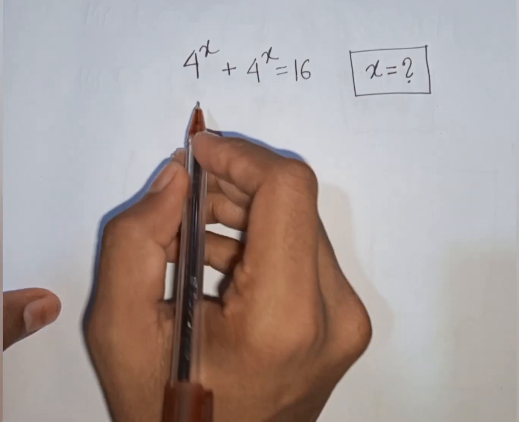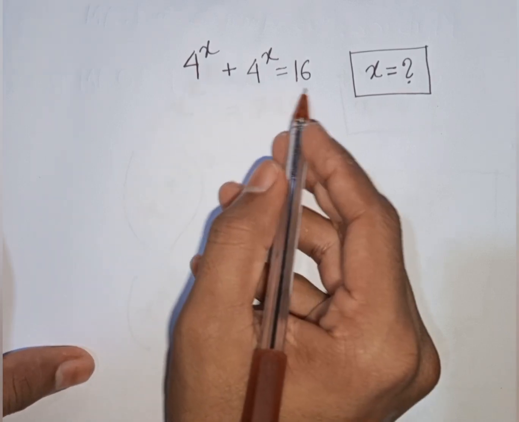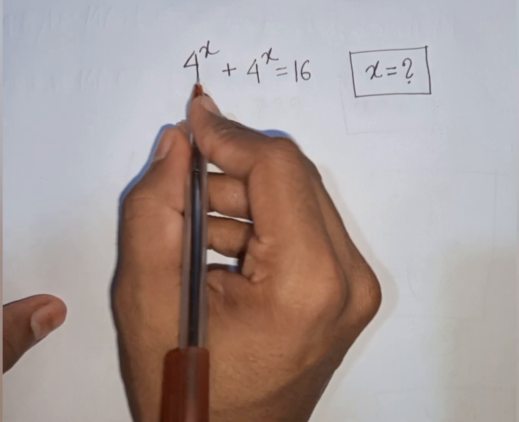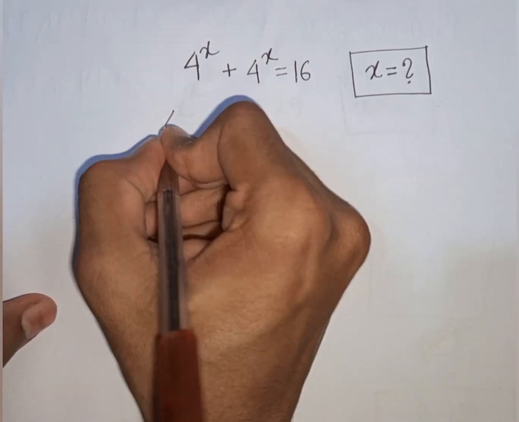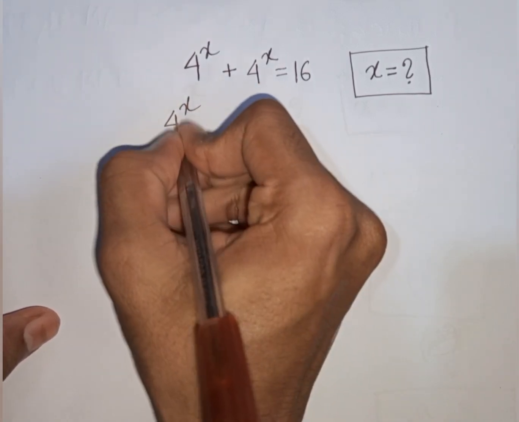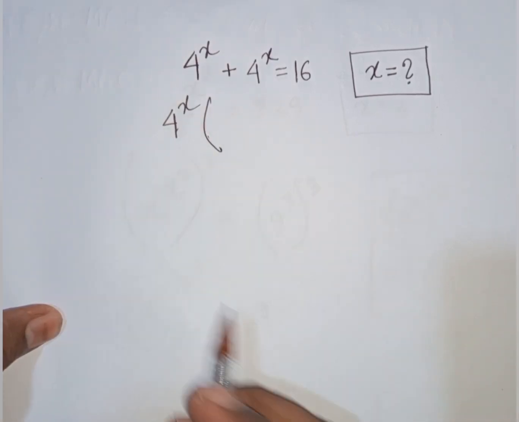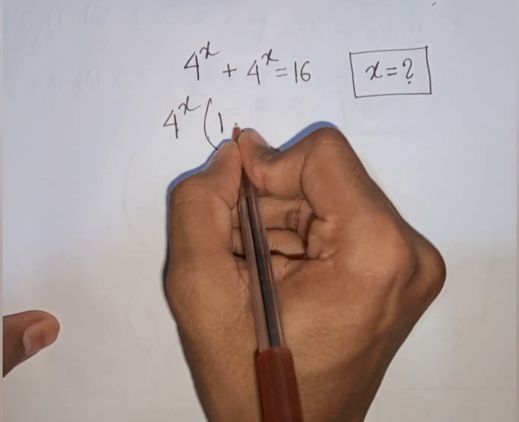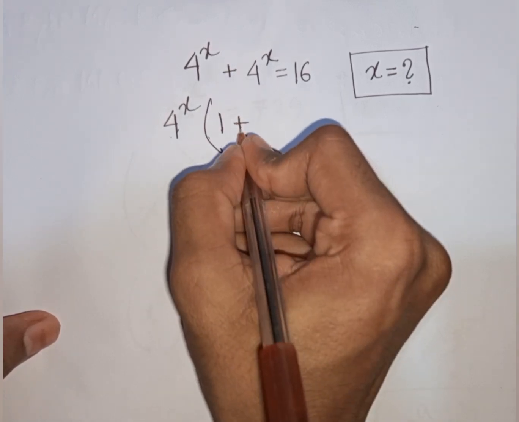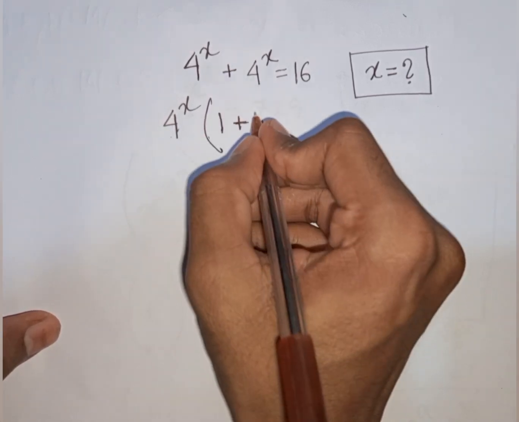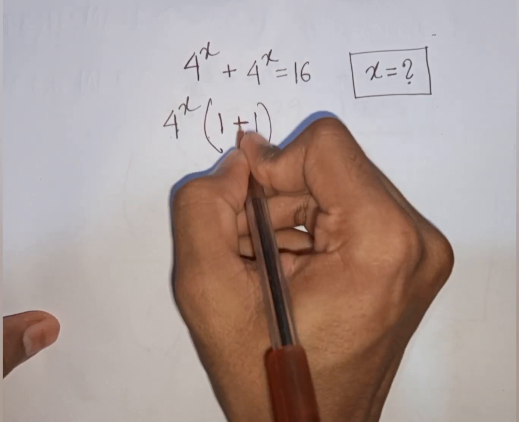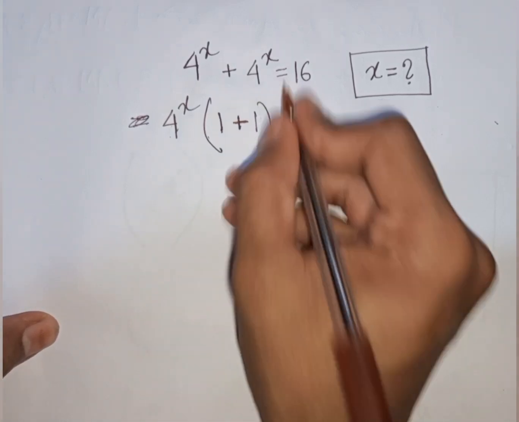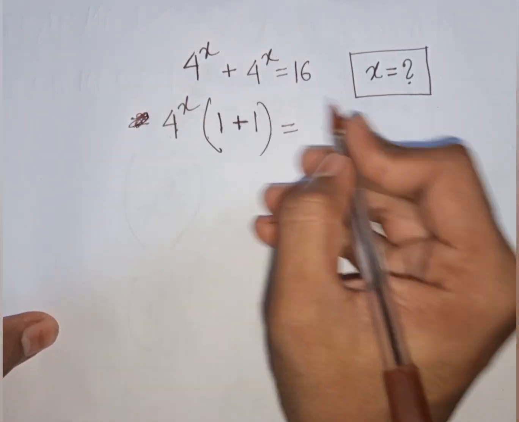How to solve 4 power x plus 4 power x is equal to 16. Find the value of x. So at first we take common 4 power x. So 4 power x is out of the bracket. So this divided by this, that means it will be 1, then plus this divided by this, that means 1, then bracket close is equal to 16.